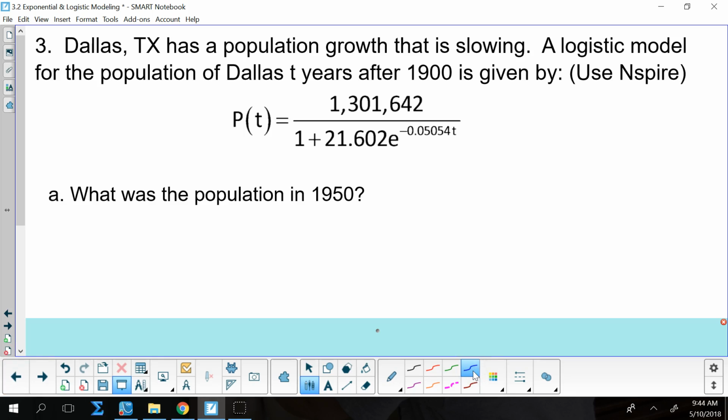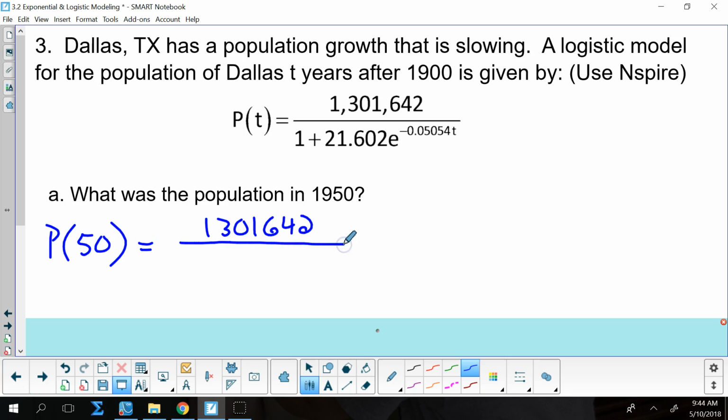What am I trying to find here? P of 50. Okay. So that's going to be 1301642 divided by 1 plus 21.602 e to the negative 0.05054 times 50 power. Correct?